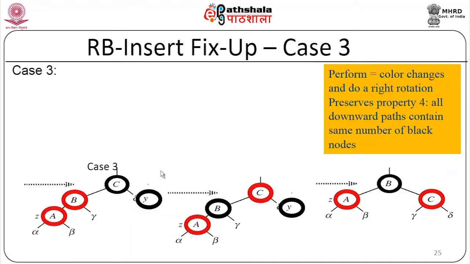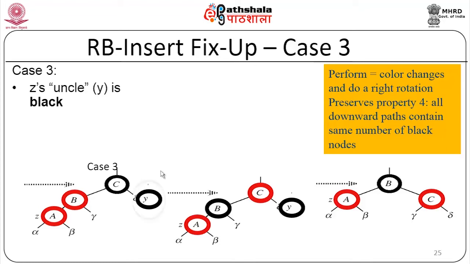Now, before we go to case 2, let us go to case 3. Here Z's uncle is black. Z is here a left node, but that is not a condition. So you perform color changes and do a right rotation. This preserves the property that all downward paths contain the same number of black nodes, that is what we are preserving here. Normally we colored it red, here we are coloring Z as red only.